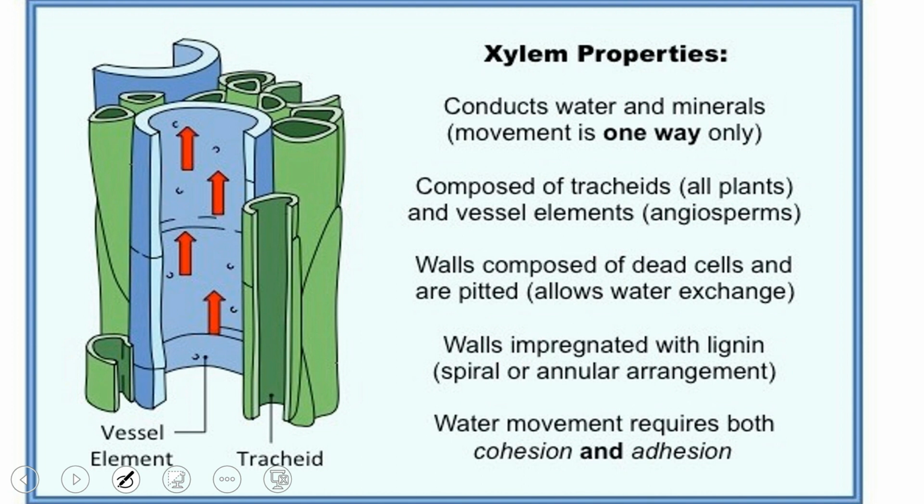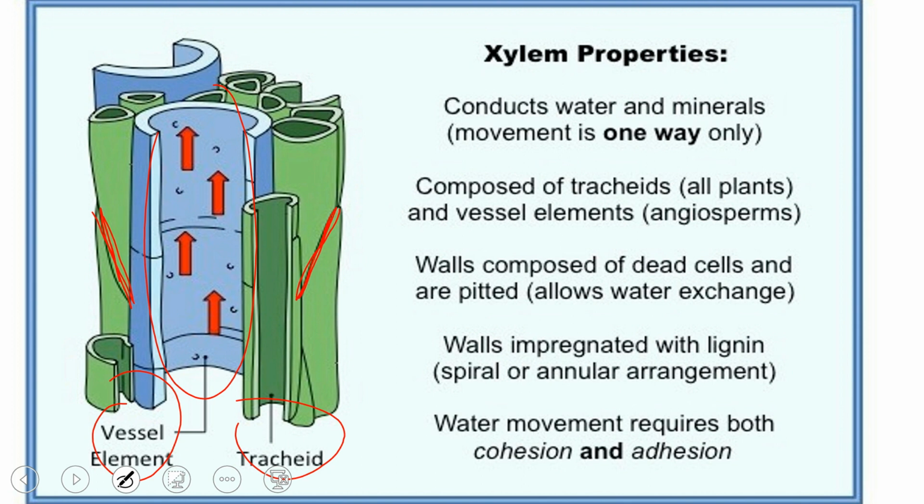If you look, these are xylem cells and this is also xylem cells, but the xylem tissue is made up of two types of cells: vessel elements and tracheids. Tracheids, you see the end walls, how they are transversal? And this is the vessel element. They conduct water and minerals. Movement is also only one way. The walls are composed of dead cells.